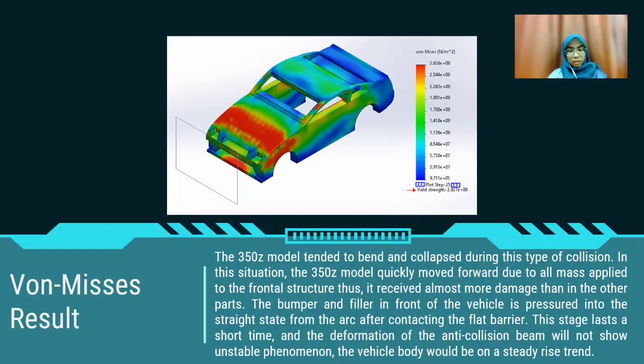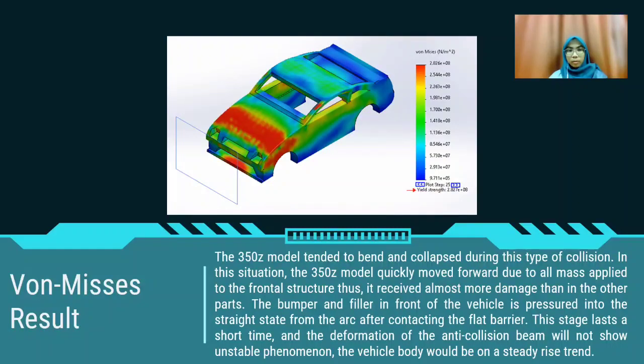Hi, my name is Nur Jafaris and I will present the next part. For the von Mises stress result, von Mises stress is a value used to determine whether a specific material will yield or fracture. It is typically applied to ductile materials such as metal. According to the von Mises yield equation, a material will yield if its von Mises stress under load is equal to or greater than the yield limit under tension.